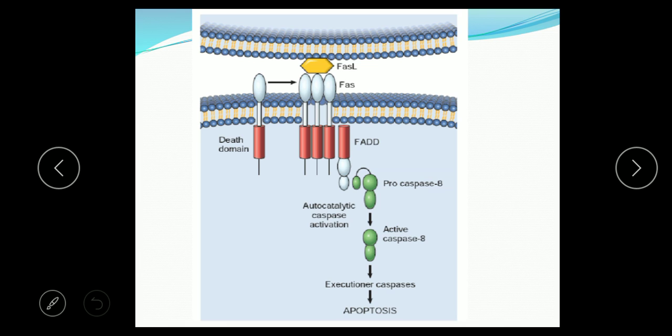Here you can see this is one receptor, and whenever any death ligand, suppose this is FASL ligand, binds to this receptor, what actually happens is all the similar types of receptors on the cellular membrane accumulate with each other. They form a close proximity with each other and form a complex.